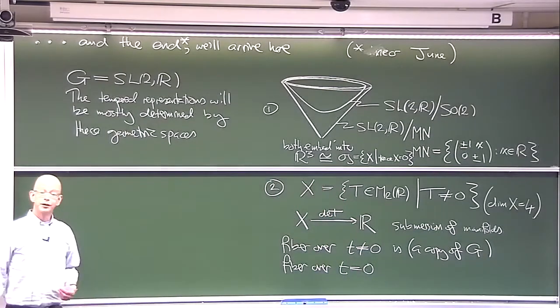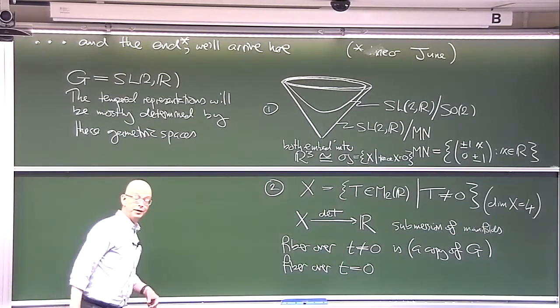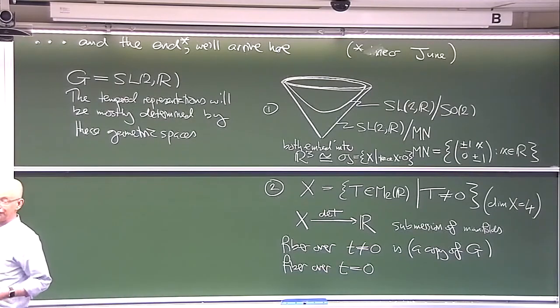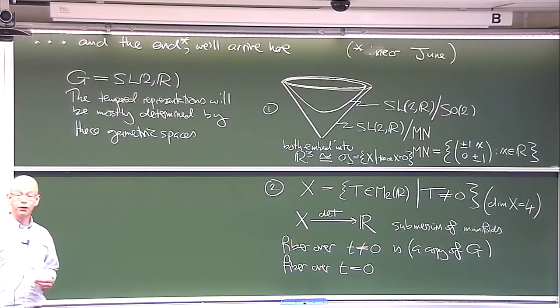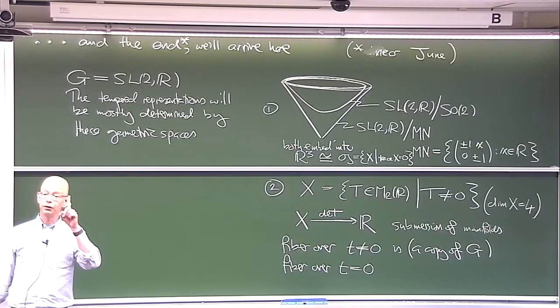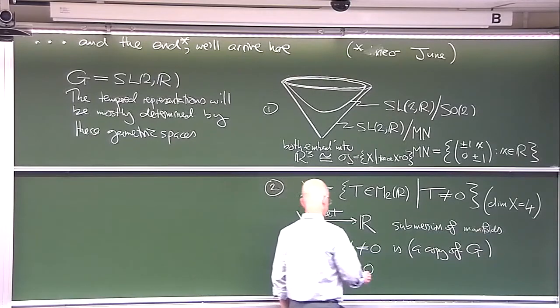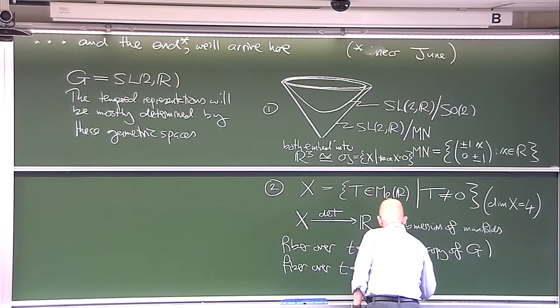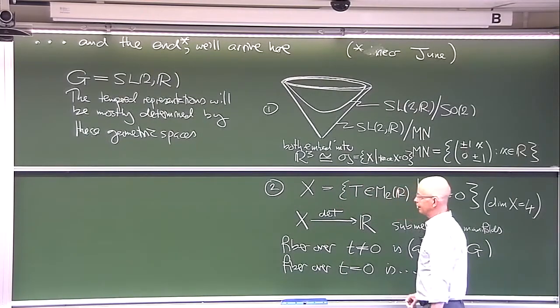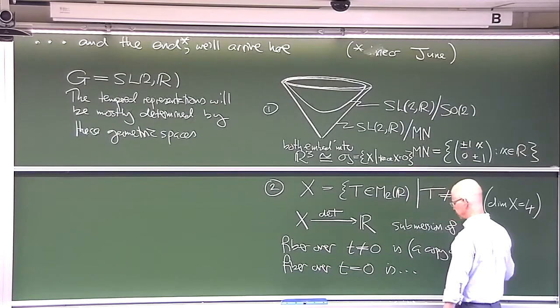Fiber over T is equal to 0. So these are the non-zero matrices which have determinant 0. So they're non-zero, but they're not invertible. In other words, they have rank exactly 1. It's the set of all rank exactly 1 matrices. And of course, one can work out what it is in terms of group theory.